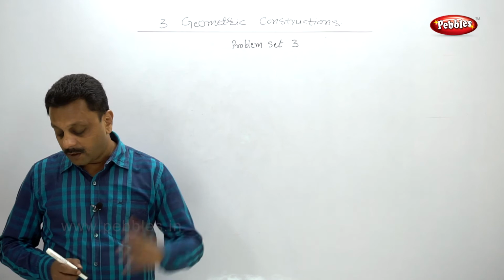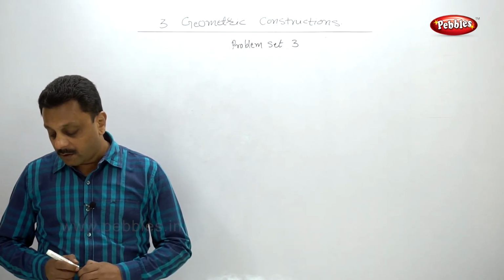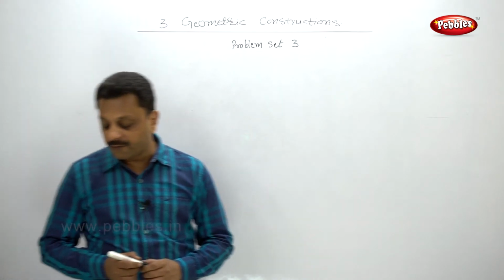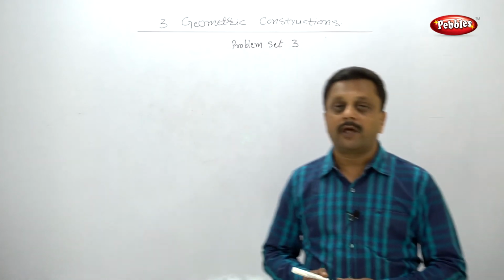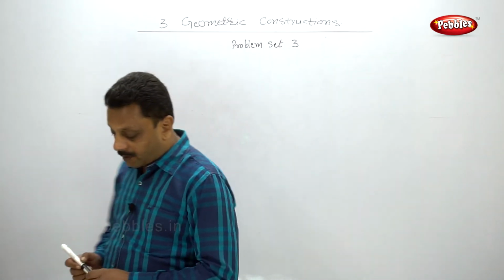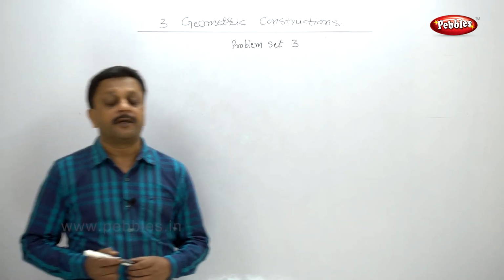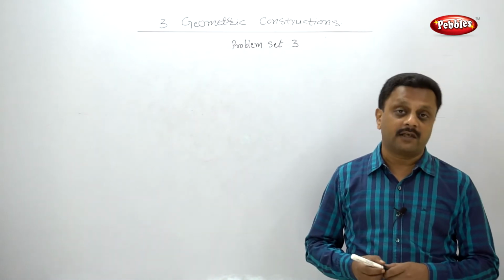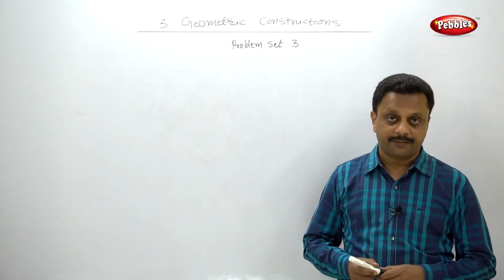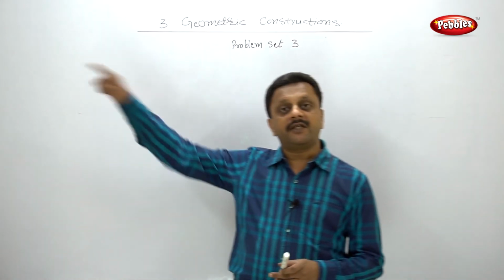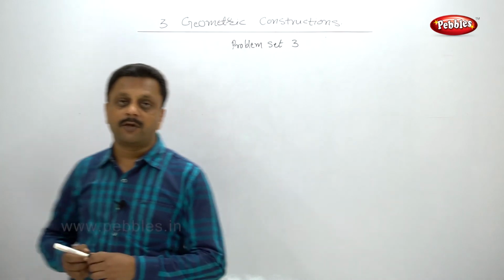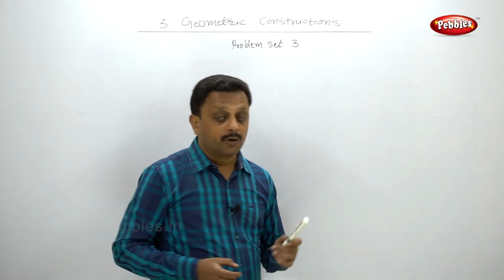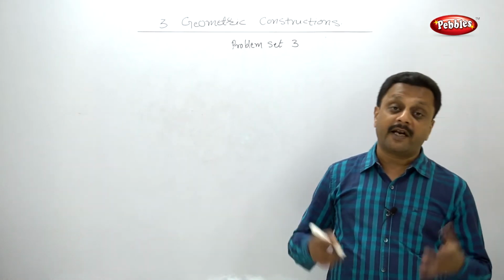Example 15. Construct tangents to the circle with center A and radius 3.5 from a point B at a distance of 7.3 from the center. Now they have given the radius of the circle as 3.5 centimeters. Sometimes they may give that the diameter of the circle is 7 centimeters, and the point B is at a distance of 7 centimeters from the center.